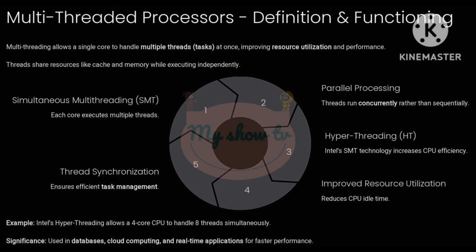Significance: multi-threaded processes are widely used in databases. Query execution is parallelized for faster results. Cloud computing enhances virtual machine performance in cloud environments. Real-time applications: improves responsiveness in gaming and financial trading systems. AI and machine learning: parallel processing speeds up training models and data analysis. Key takeaway: multi-threading maximizes CPU efficiency by enabling parallel execution of tasks, making it essential for modern high-performance computing.